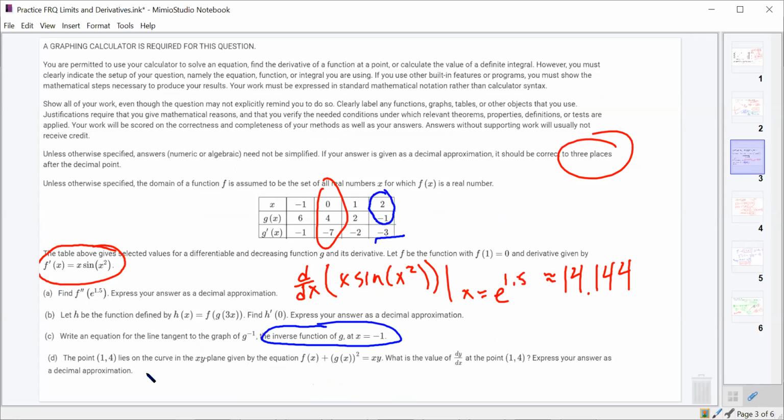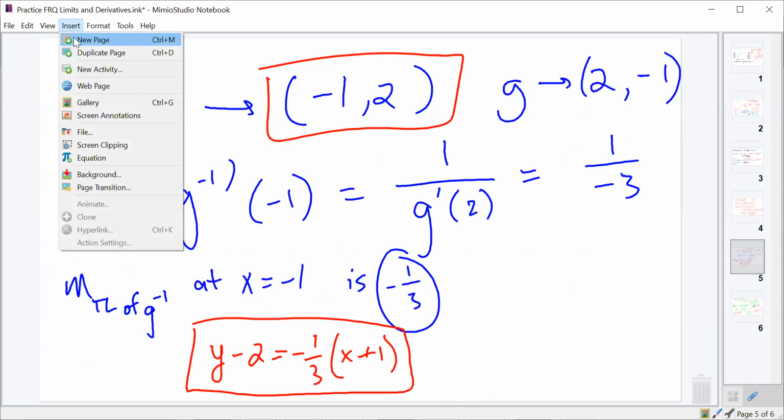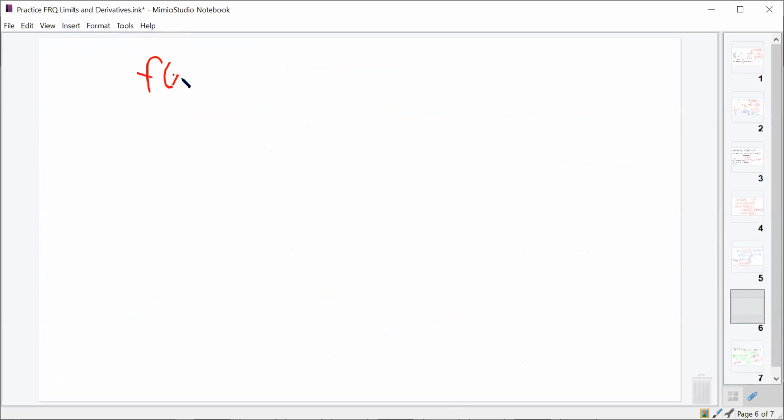All right, so now we're going to look at part D. Part D gives us a brand new equation, f of x plus g of x squared equals xy. So this equation is defined implicitly, right, because it's got x's and y's in it. And we're looking for the value of dy/dx at (1, 4). So let's write out this new equation: f of x plus g of x squared equals xy, and we're interested in the slope of the tangent line at the point (1, 4).